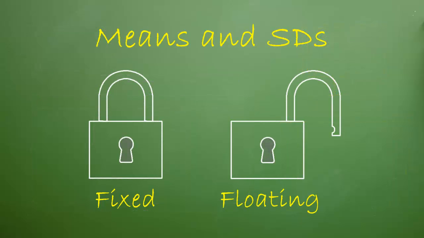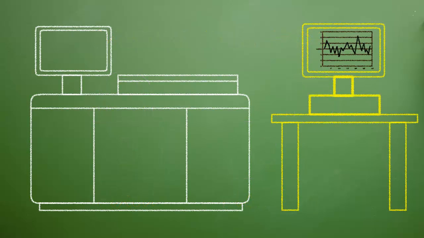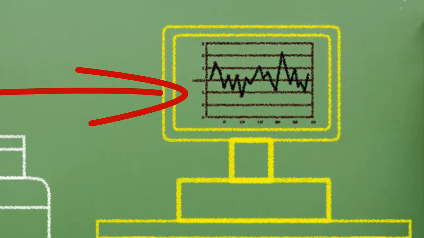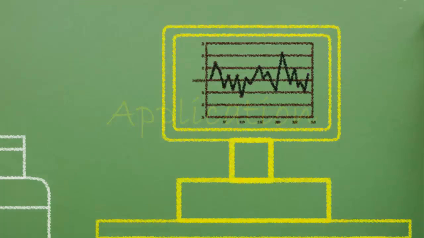Again, another approach would be to use floating, also known as cumulative means and SDs. Typically, these are calculated by laboratory systems. As additional acceptable data flows in, the system automatically calculates the mean and SDs. Therefore, they are constantly moving.